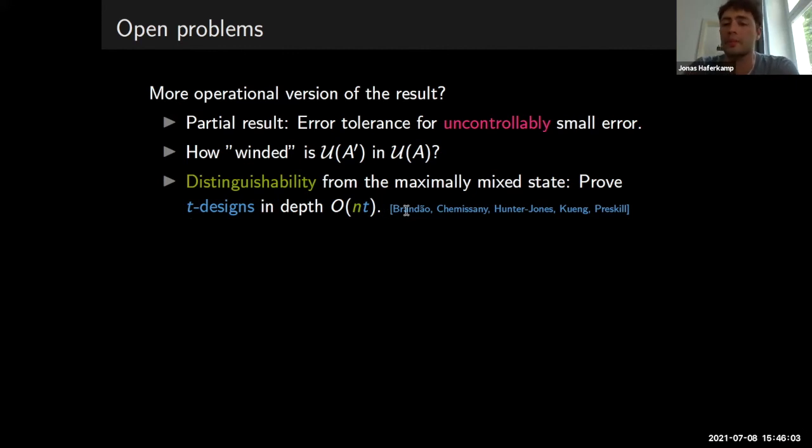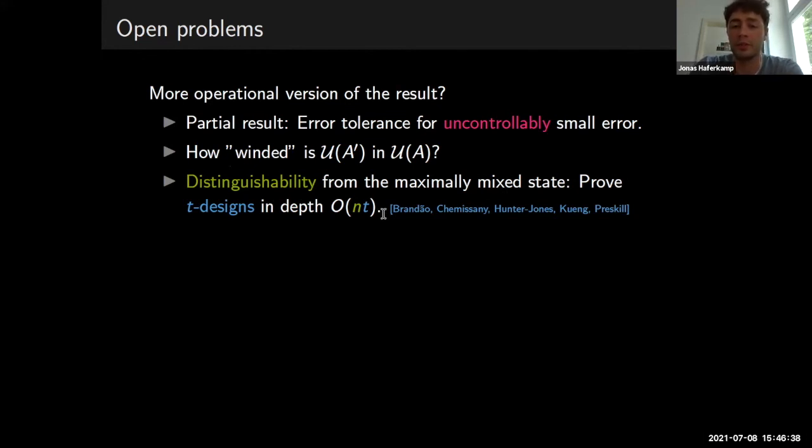In this paper by Brandao, Chemisani, Hunter, Jones, King, and Preskill, they not only introduce a new notion of quantum circuit complexity, which measures how distinguishable a state is from the maximally mixed state given a certain number of two-local unitaries. They also show that if you have a unitary design, then you get lower bounds on this quantum circuit complexity as well. To be fair, this is a much more sophisticated notion of quantum circuit complexity, so I would really like to see this result.